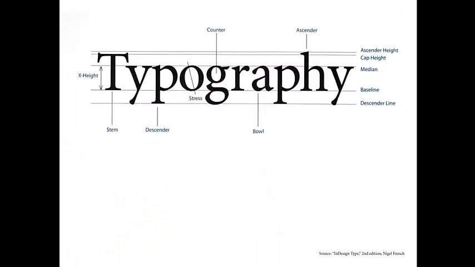And the general thinking is that serifs make the typeface easier to read. Sans serif, S-A-N-S, serif, no serif, is generally cleaner and used for titles, but that's just a very general rule, and it's not always true.